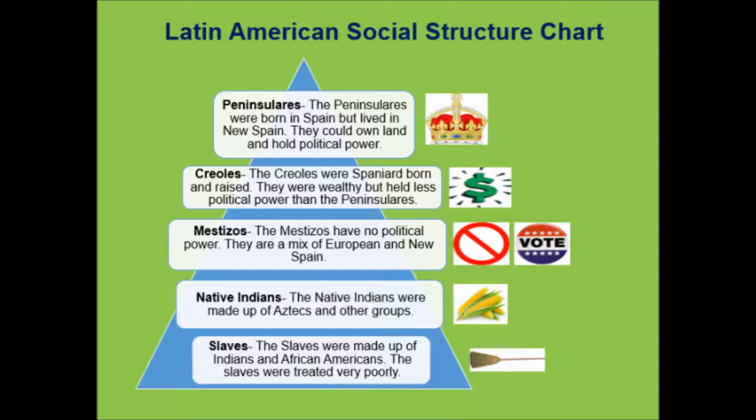Next is the Mestizos. The Mestizos have no political power. They are a mix of European and New Spain. For our symbol, we have a voting sign and a crossed out sign to indicate that they couldn't vote since they have no political power.